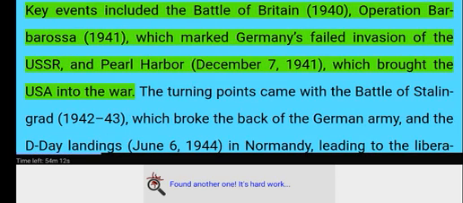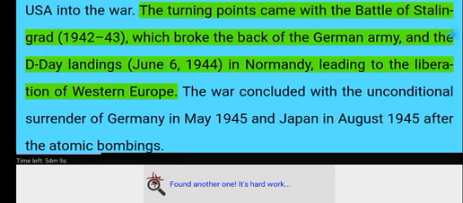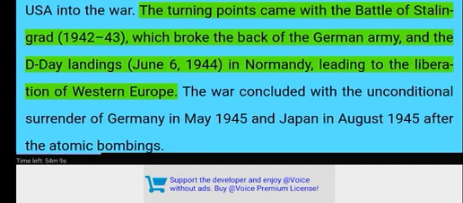Key events included the Battle of Britain 1940, Operation Barbarossa 1941, which marked Germany's failed invasion of the USSR, and Pearl Harbor, December 7, 1941, which brought the USA into the war. The turning points came with the Battle of Stalingrad 1942-43, which broke the back of the German army, and the D-Day landings, June 6, 1944, in Normandy, leading to the liberation of Western Europe.